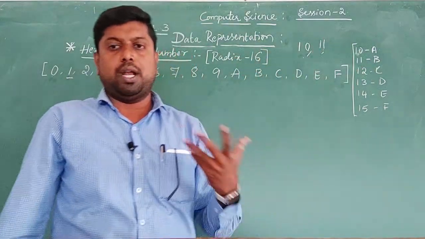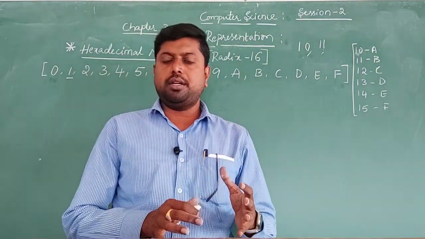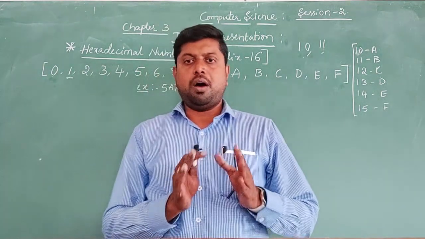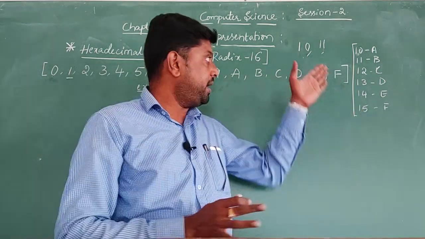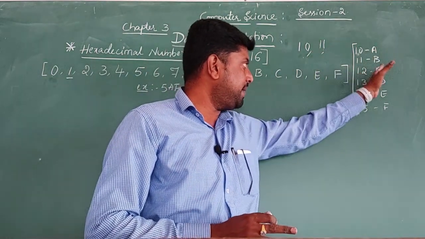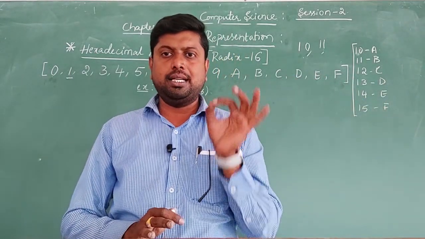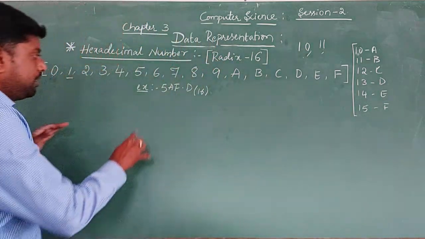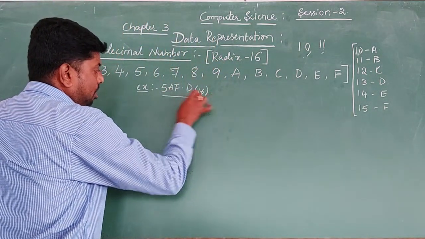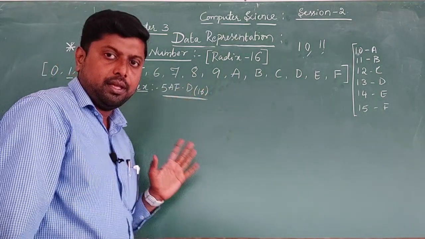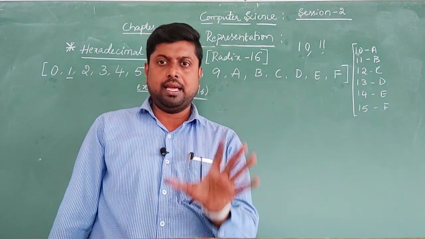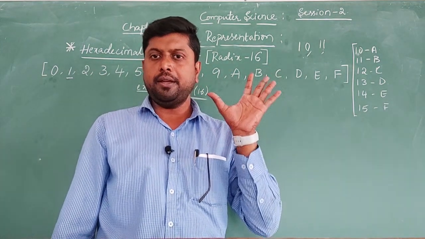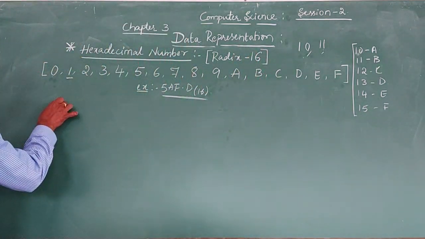Now I will consider one best example, and after that we have a chance for the conversion. After the hexadecimal representation 10 to 15, that is A, B, C, D, E, F, the example for the conversion is 5AF point D. Now I want to convert this hexadecimal number into its decimal number. Just follow the same steps.